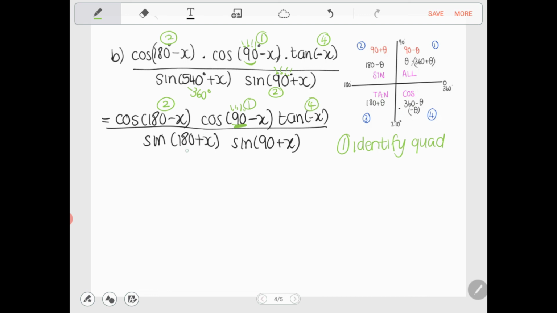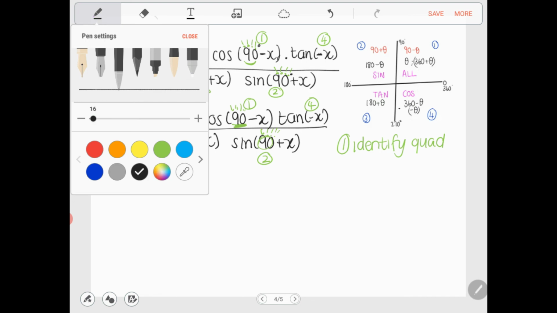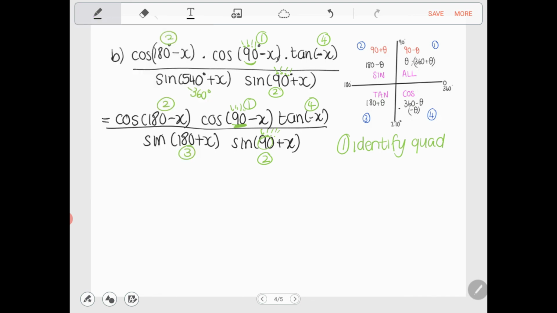180 plus x is third quadrant. 90 plus x we said was second quadrant, and I made myself aware that I had to change the 90, or sine to cos, because of the 90. Okay, so we've identified all the quadrants. So next I'm going to find the sign and reduce it.